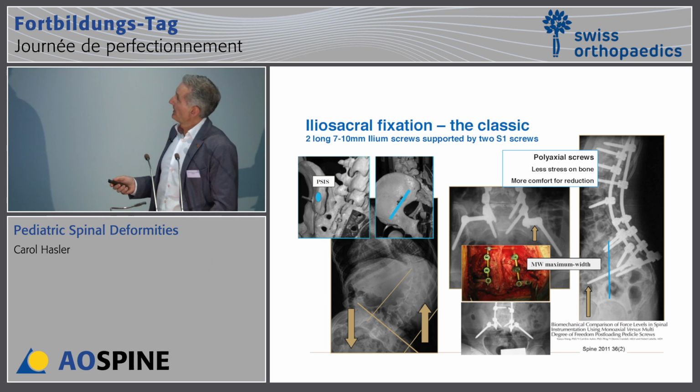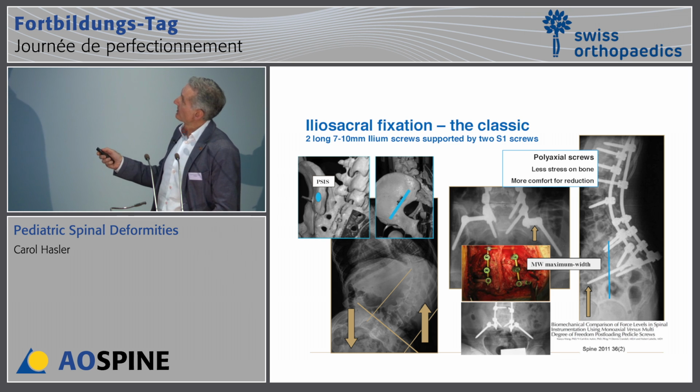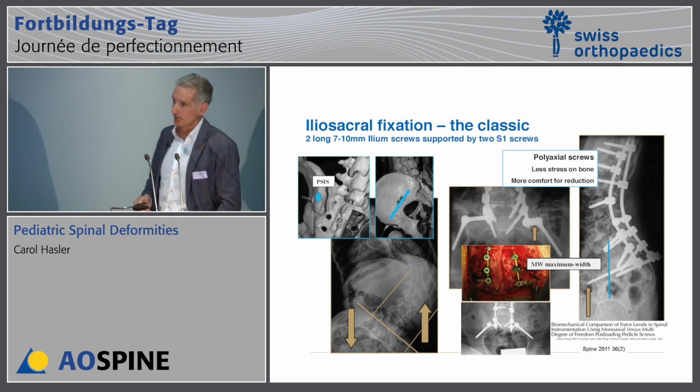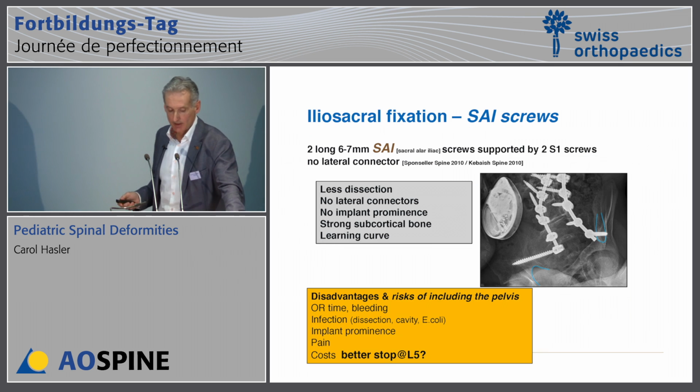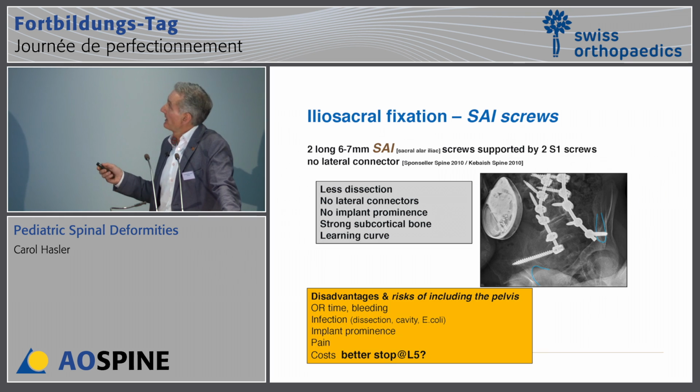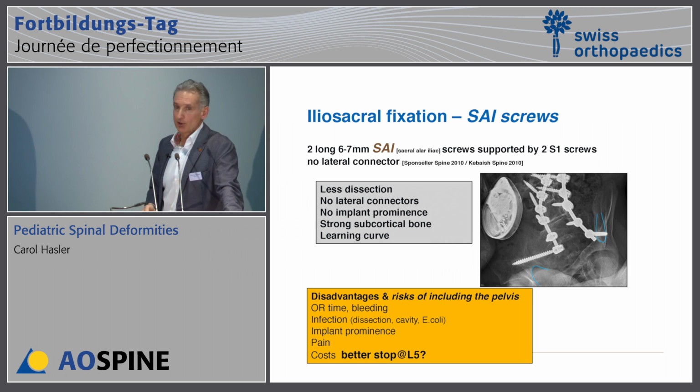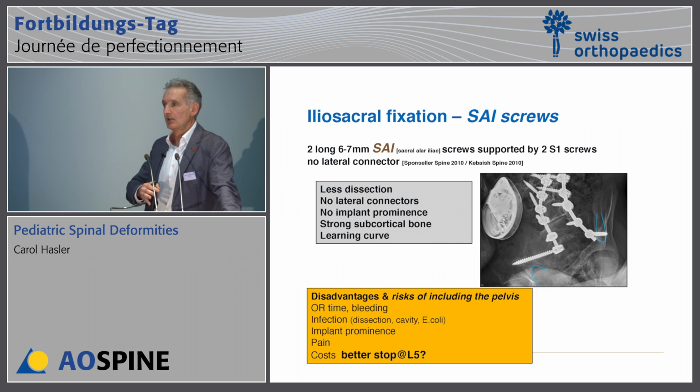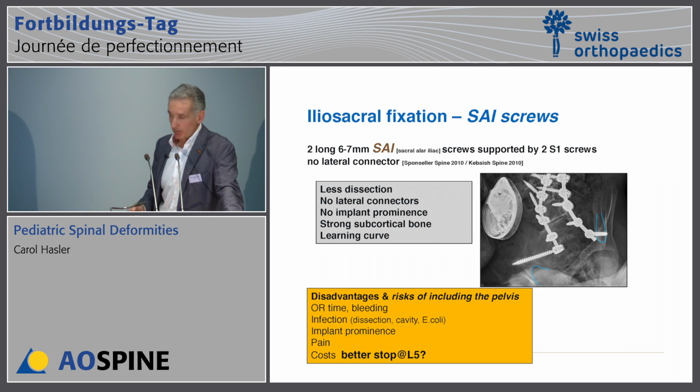In many of those very meager, skinny patients, this screw head can be prominent. So one alternative is to use a SAI screw, which starts medially to the ilium and goes through the sacroiliac joints through the teardrop figure. So you don't need any connectors, you don't need to dissect as much, and you don't have any implant prominence on the lateral side. But be aware of the fact that whenever you go to the pelvis, you have longer OR time, more bleeding, more infection, more implant prominence.